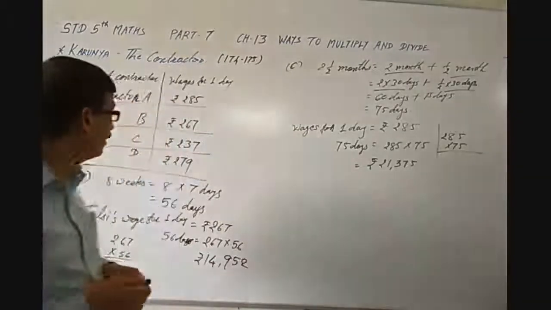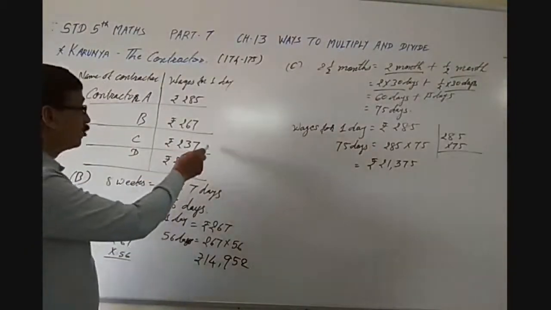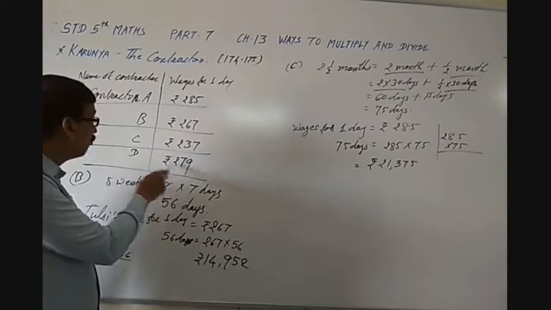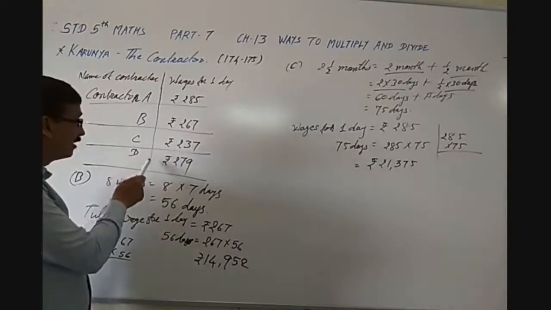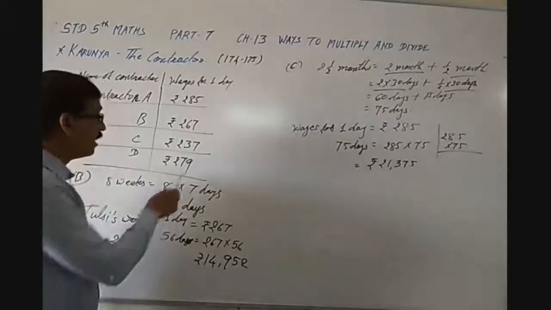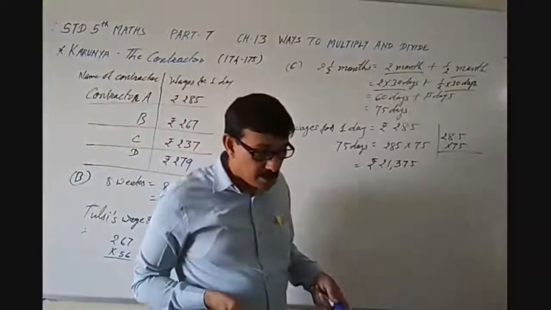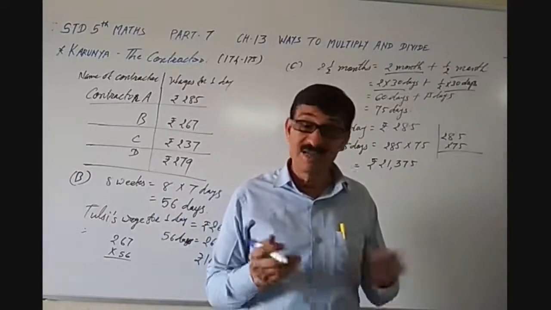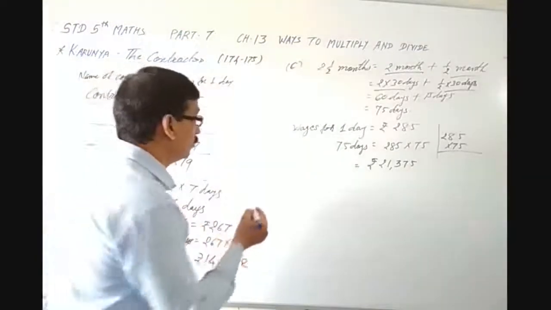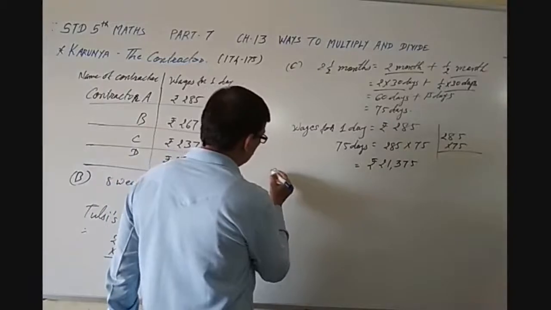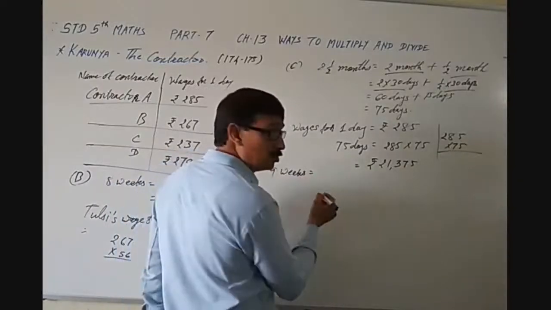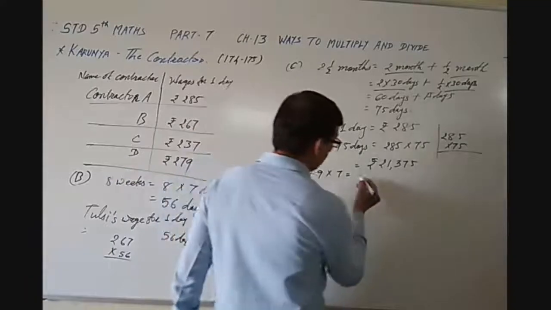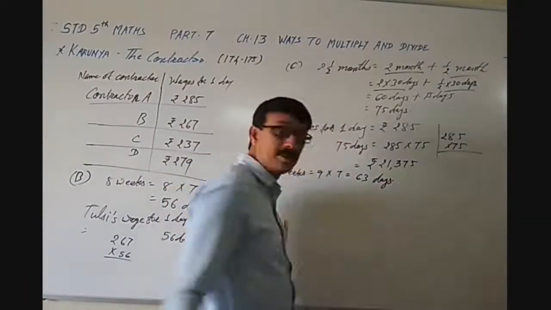See, a worker at contractor D will get more than a worker at contractor C. Why? Because the daily wage at contractor D is 279. It is more than C. So naturally, that worker working at contractor D will get more for 9 weeks, isn't it? So first of all, let's find out how many days there are in 9 weeks. So 9 weeks is equal to 9 multiplied by 7, 7 9s are 63 days, isn't it?